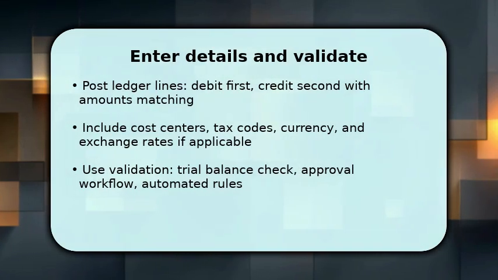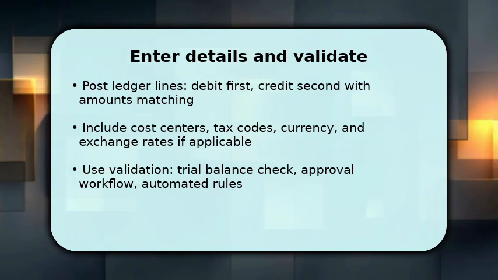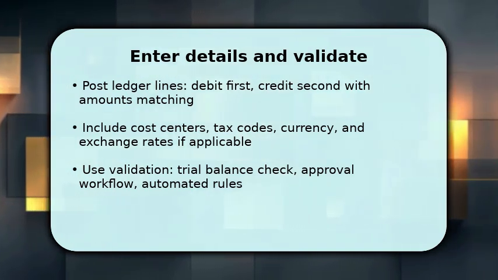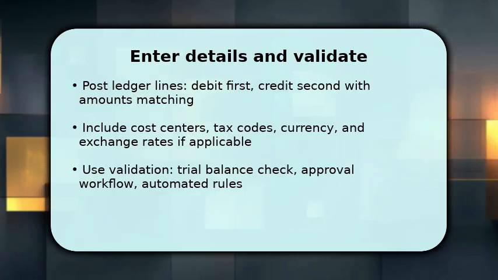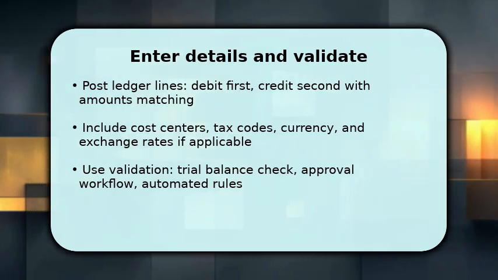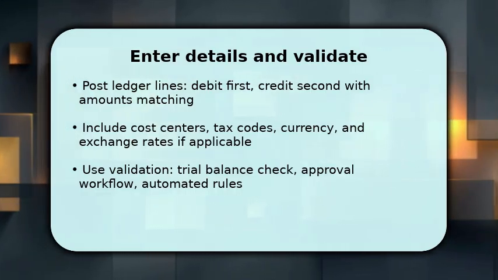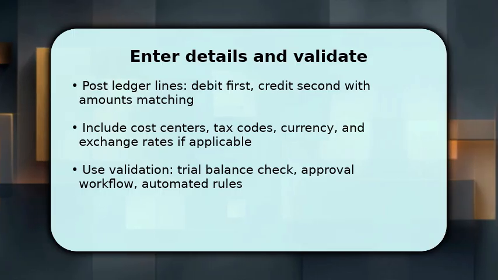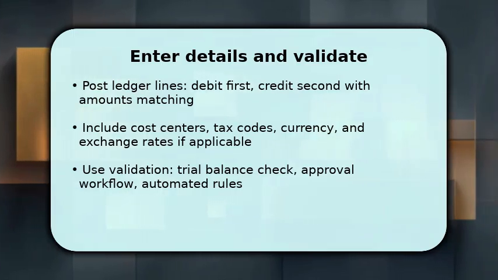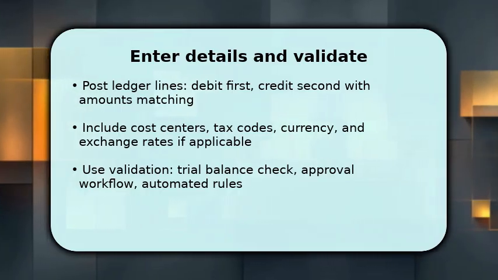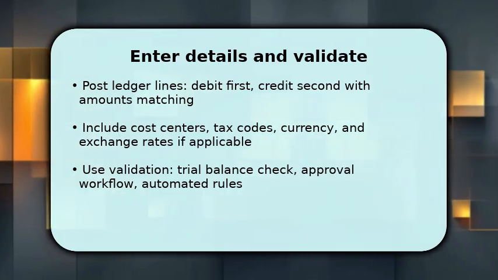Next, you enter the detailed lines. Debit entries then credits, ensuring total debits equal total credits so the books stay balanced. While typing, assign cost centers and tax codes. If foreign currency is involved, input the exchange rate and converted amount to avoid later adjustments. Once entries are saved, run a quick trial balance or validation rule. If your system supports approvals, route it immediately so a reviewer can sign off.